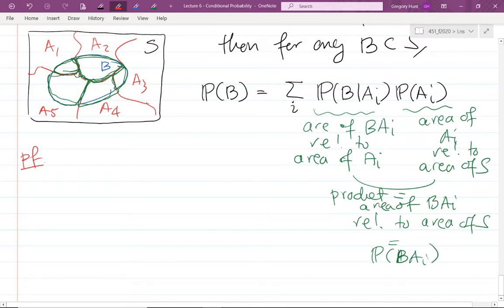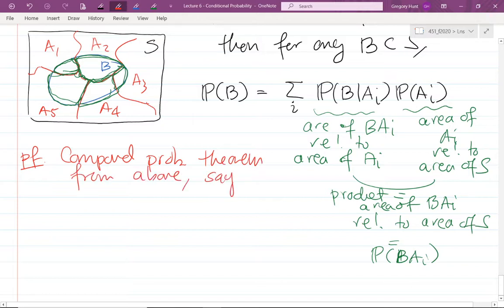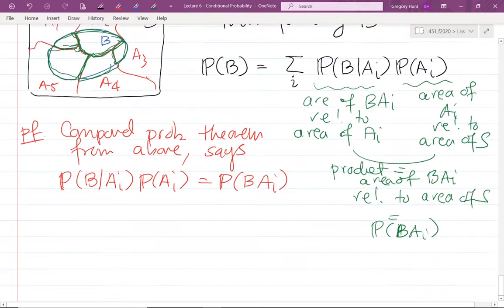The proof of this is actually not so bad. Notice that given our compound probability theorem from above, the probability of B given A sub i times the probability of A sub i is just the probability of the intersection, B intersect A sub i. That's step one.